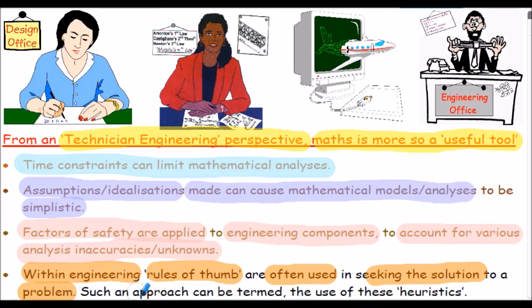Sometimes this approach is termed the use of heuristics. So what I'm trying to say from a technician engineering perspective is that maths is part of the picture, part of the process within engineering design context. But we tend to see it more so as a useful tool to aid us with our design and analysis of components. But it's not seen in the same light as, for example, perhaps a mathematician would engage with mathematics. So we tend to be a bit more loose with our use of mathematical terminology.